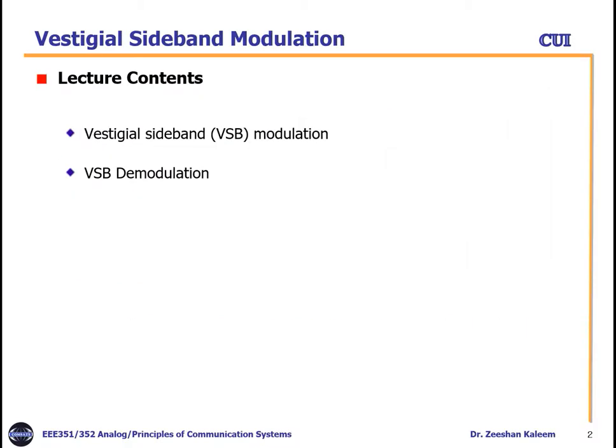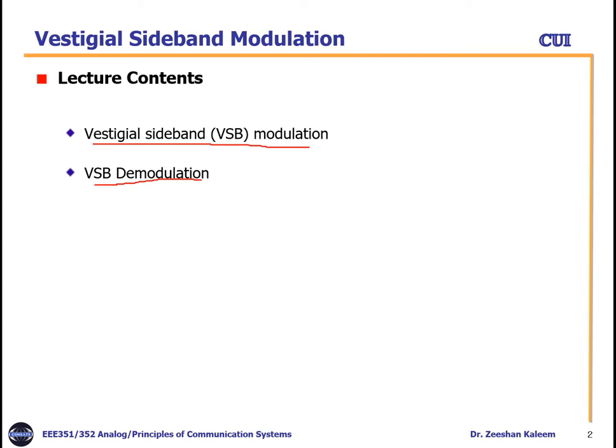These are some lecture contents which we will cover in this video. First of all, we will cover what is vestigial sideband modulation and why we need this modulation. What is the importance of this modulation? Because there are a number of modulation schemes which we already studied in the previous lectures. So why do we need the vestigial sideband modulation? And in the later section of this online class, we will cover the VSB demodulation as well.